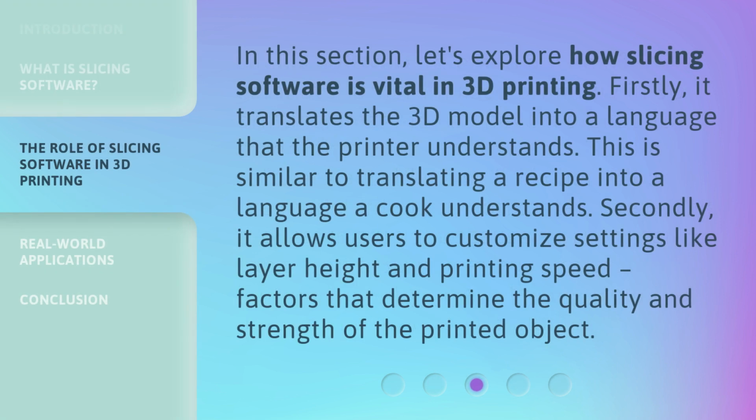In this section, let's explore how slicing software is vital in 3D printing. Firstly, it translates the 3D model into a language that the printer understands. This is similar to translating a recipe into a language a cook understands. Secondly, it allows users to customize settings like layer height and printing speed, factors that determine the quality and strength of the printed object.